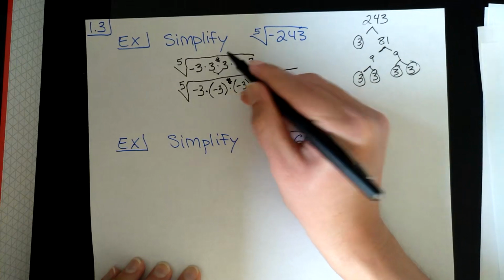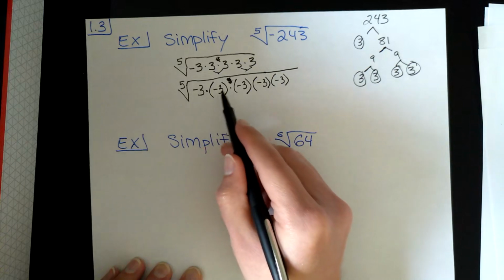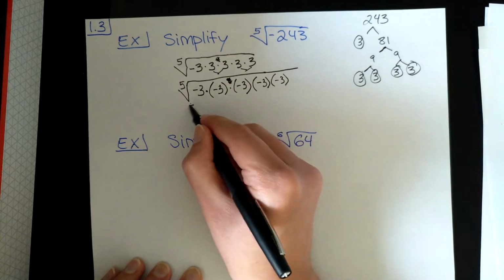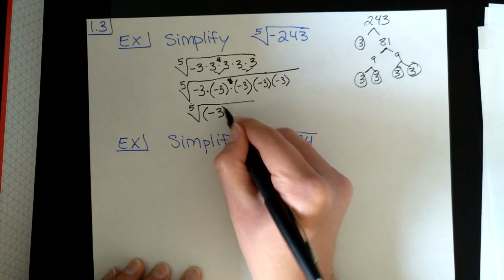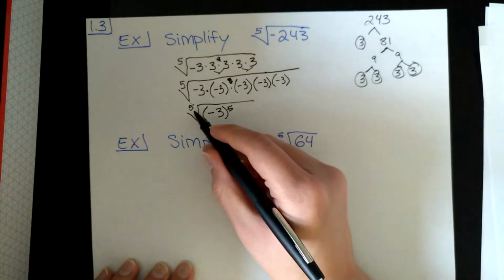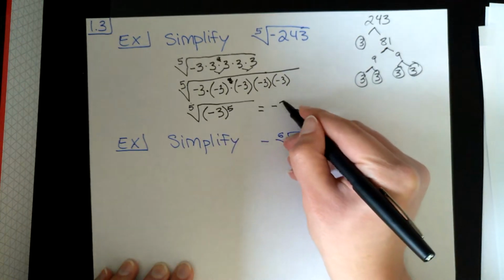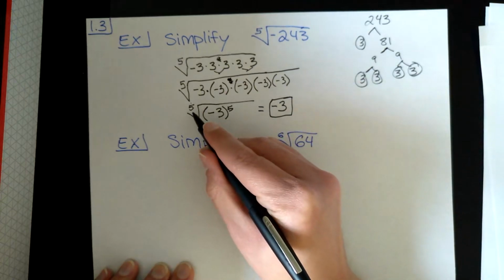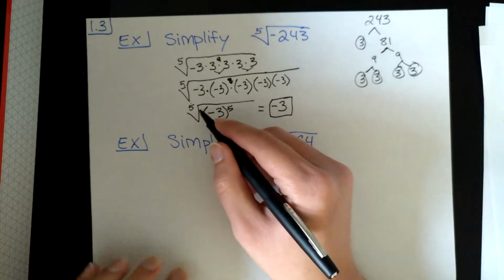And now notice what happened here. We've now rewritten the problem as negative 3 times negative 3 times negative 3 times negative 3 times negative 3, which can now be rewritten as negative 3 to the 5th power. And the 5th root of negative 3 to the 5th is just negative 3 because it is an odd exponent. Odd radical index, that really should be said.